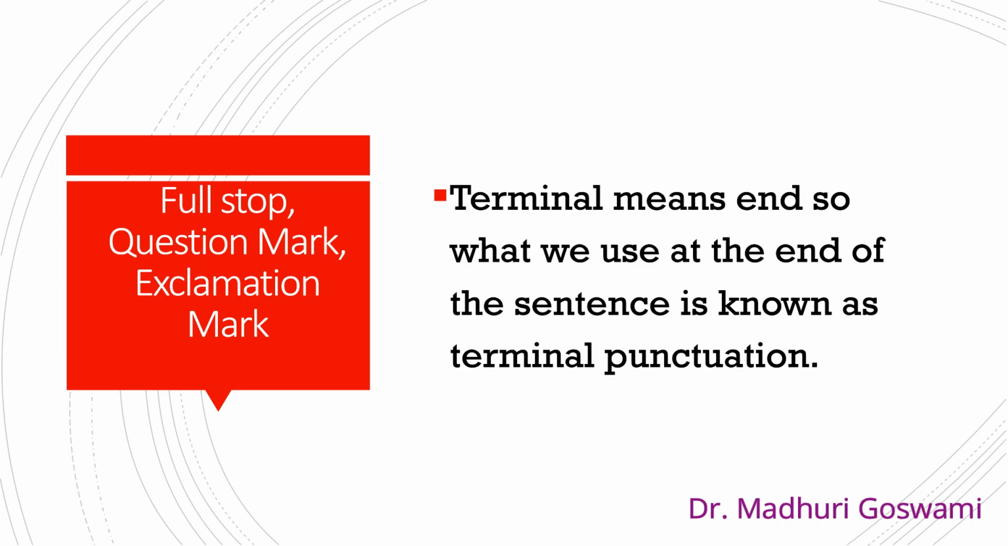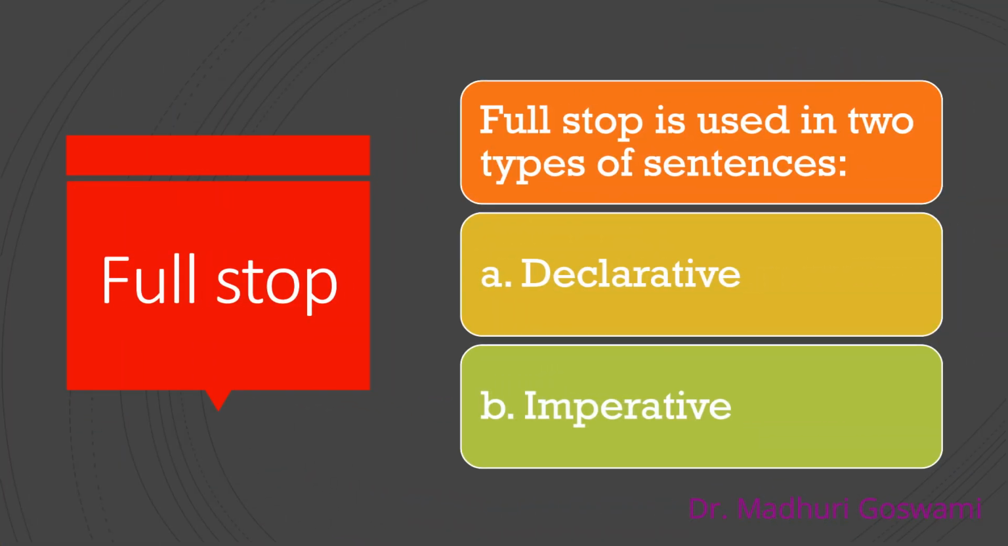We use them at the far end of the sentence when the sentence is complete. In most cases, the general rule is that it comes at the right end of the sentence and no other punctuation mark is used after the terminal punctuation mark. Now let's know the symbols and their rules. The first terminal punctuation is the full stop. The full stop is the most commonly used punctuation mark. It's used to end 2 types of sentences, declarative and imperative.